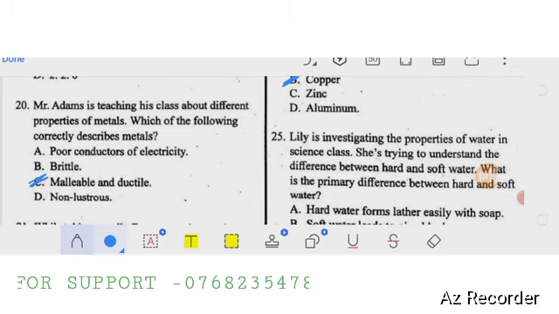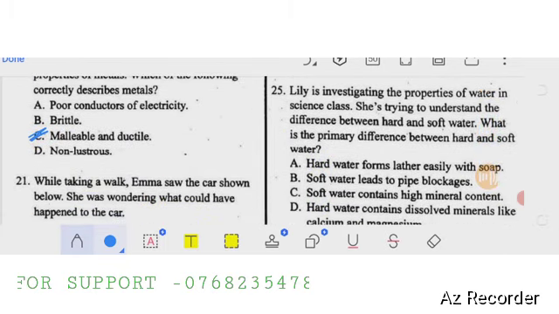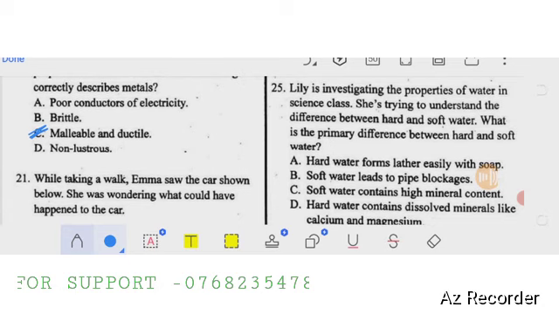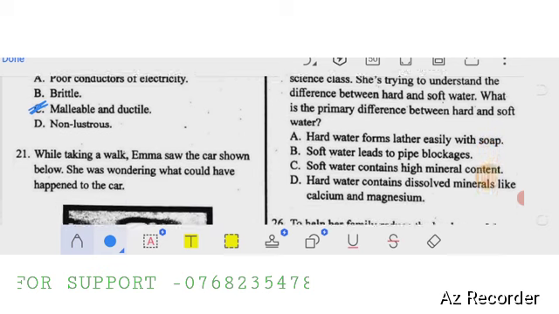Question 25. Lily is investigating the properties of water in science class. She tries to understand the difference between hard water and soft water. What is the primary difference between hard water and soft water? Hard water contains minerals, including magnesium and calcium ions, whereas soft water does not. So, hard water lathers easily?